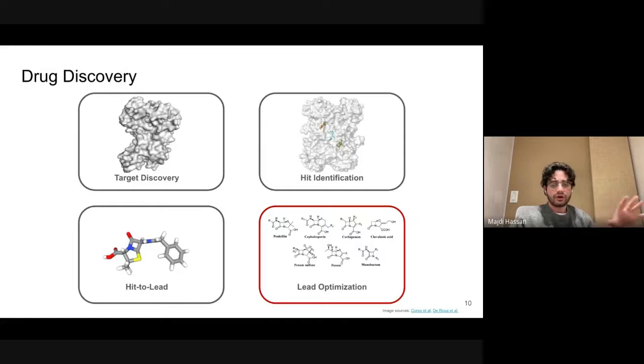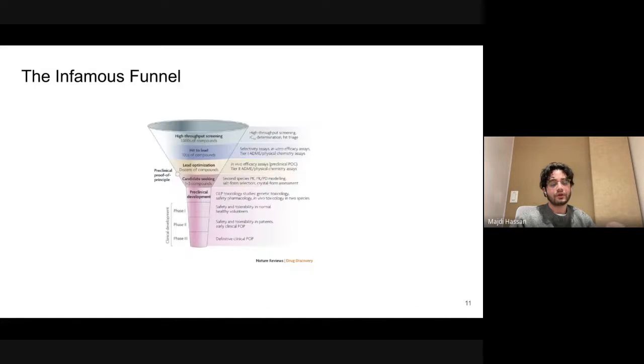And we're going to go even deeper into each of these categories. This is the funnel that I was talking about earlier, so just keep this in mind. We go from thousands and thousands of compounds in the hit identification phase to hundreds of compounds in hit to lead, to about a dozen in lead optimization. And out of the lead optimization, maybe 1 to 3 candidates will come out that will go through the clinical trials.